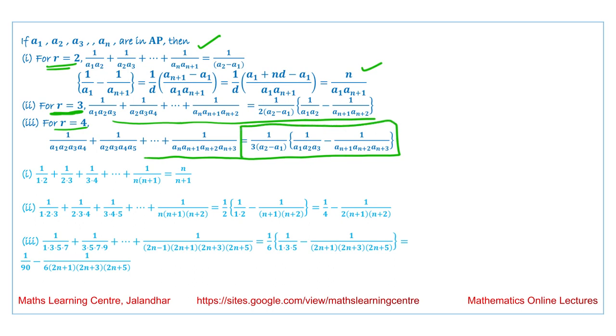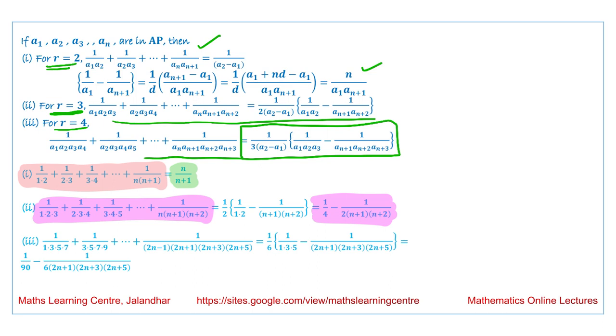And by using this result, you can verify on your own that the sum of this series, that is 1 by 1 into 2, 1 by 2 into 3, 1 by 3 into 4, and so on up to 1 by n into n plus 1, the sum we have is n over n plus 1. Similarly, for this series, the sum we have is 1 by 4 minus 1 by 2n into n plus 1 into n plus 2.